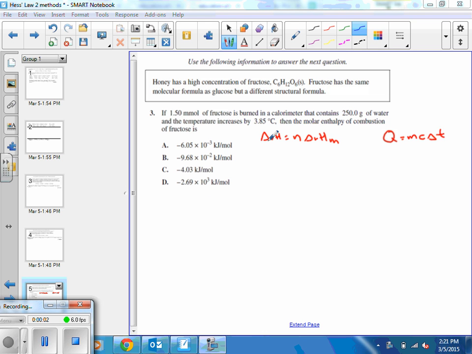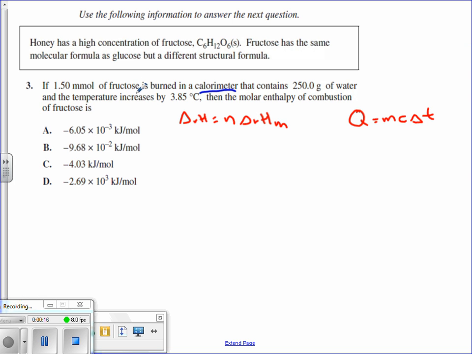Okay, this is the first of three types of problems that we could see. So this is an example of a calorimeter problem because we've got fructose, this type of sugar, and it's burned in a calorimeter. So I know that this is a calorimeter problem, it states it directly in the question.